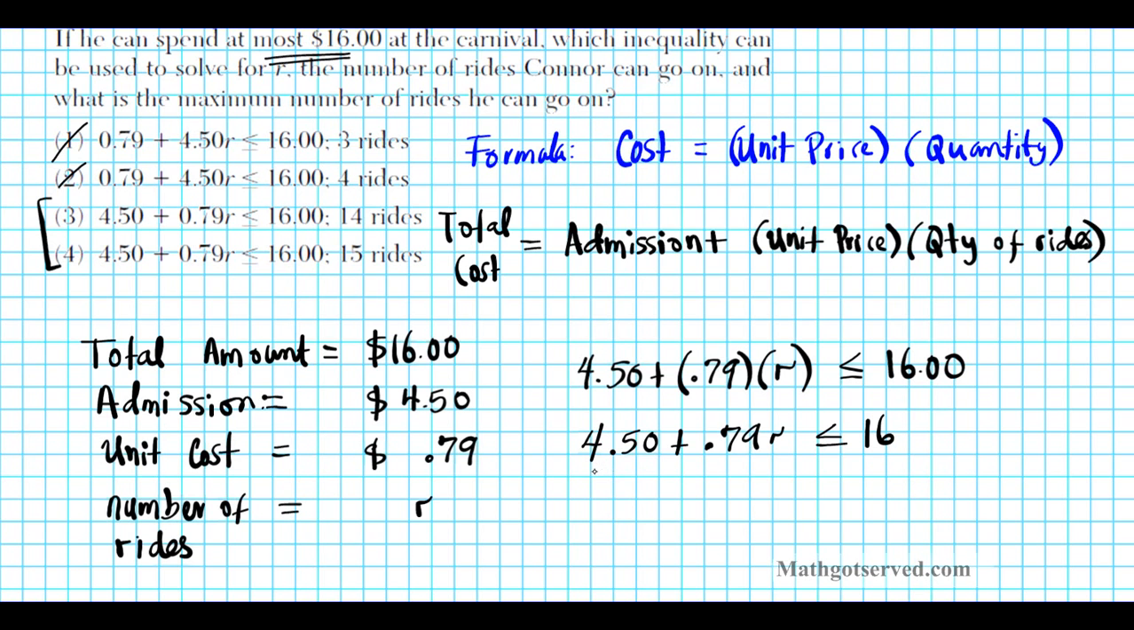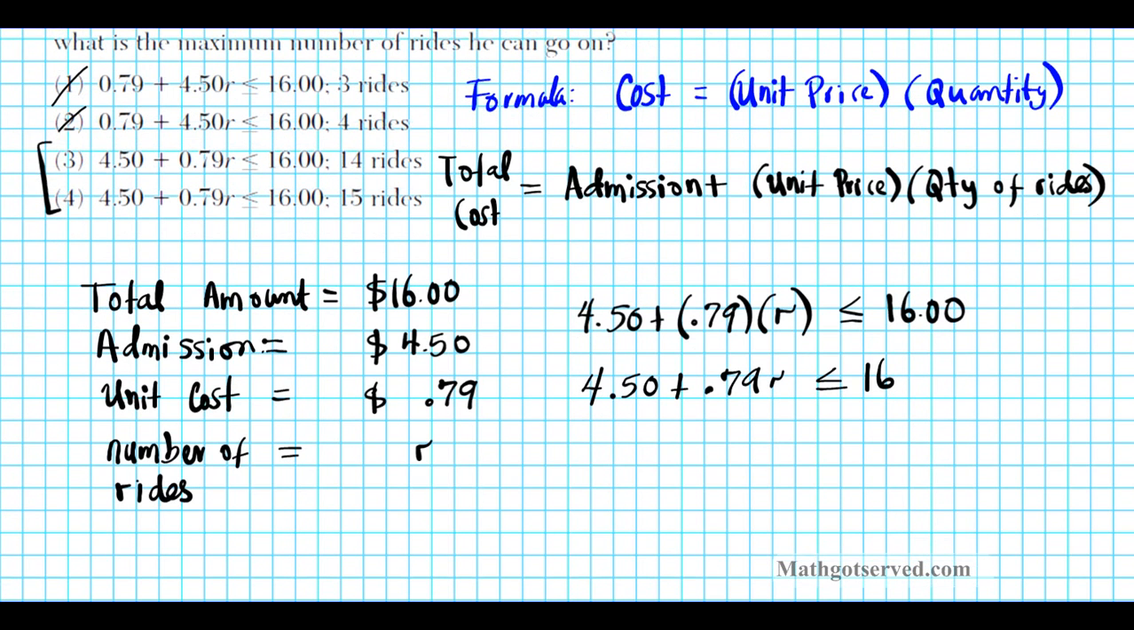Well, we have to solve, or you can plug in and see which one is the correct one. But let's go ahead and solve. Let's not be lazy here. So to solve this, let's make use of our algebraic skills. First thing, we want to get r by itself. That's the goal here. So you subtract 4.5 from both sides.